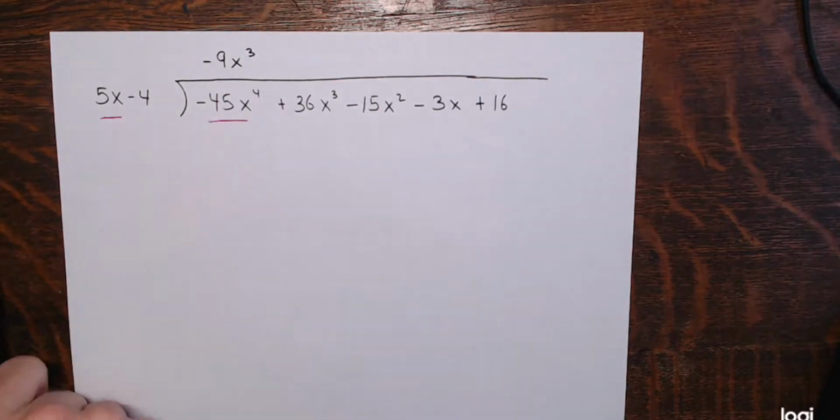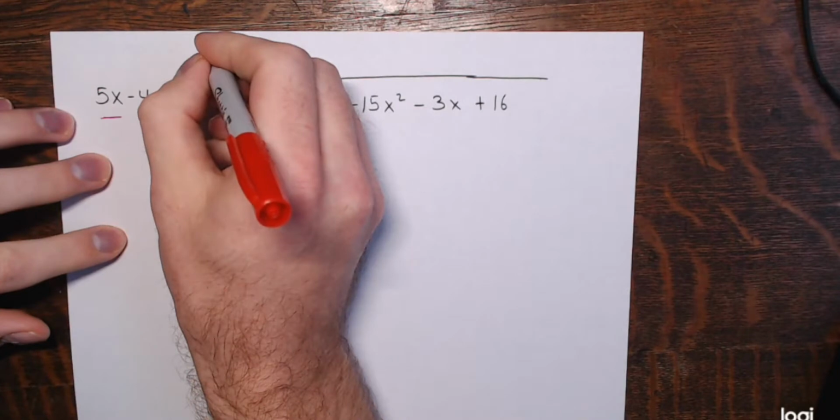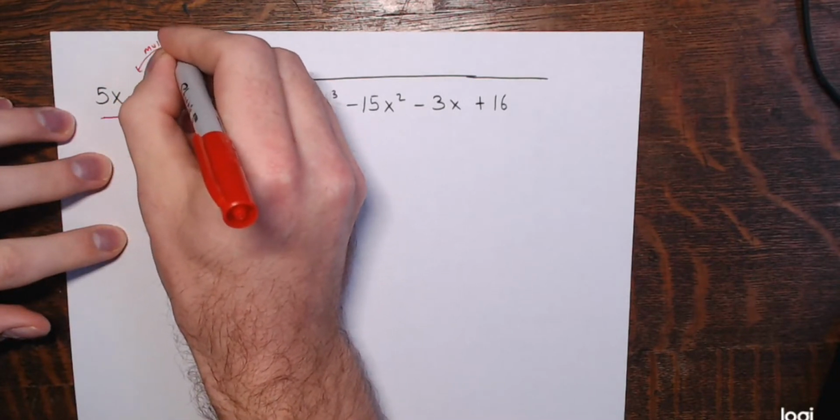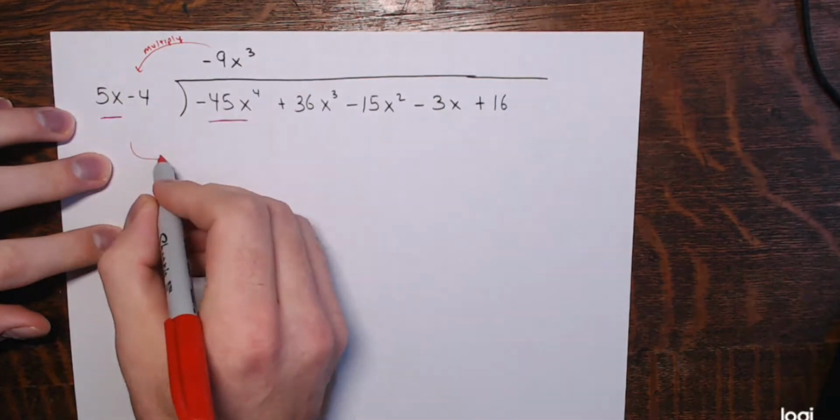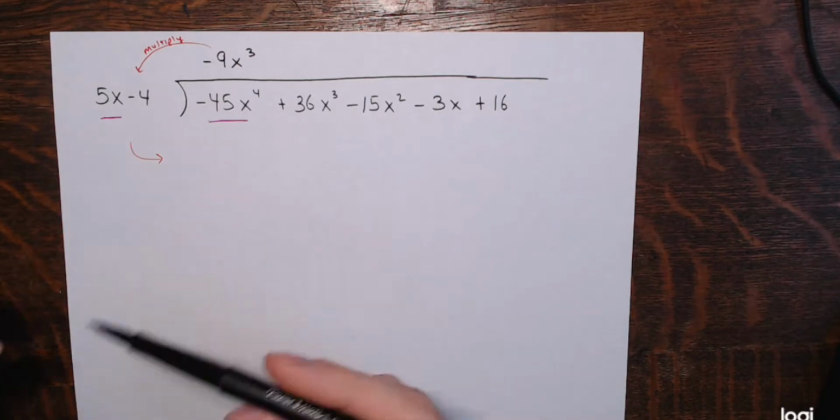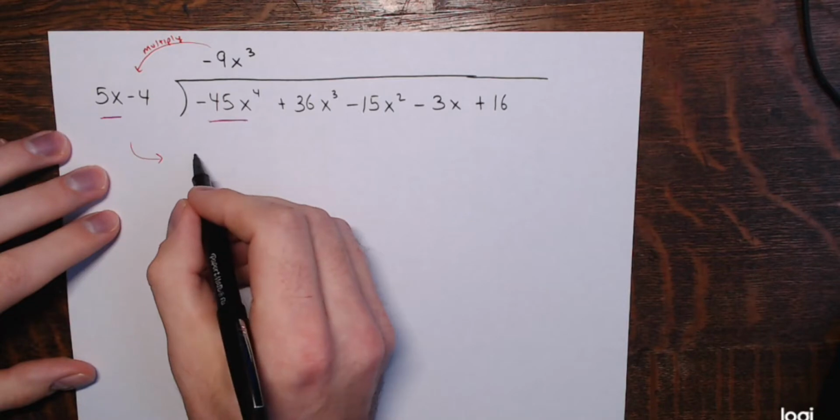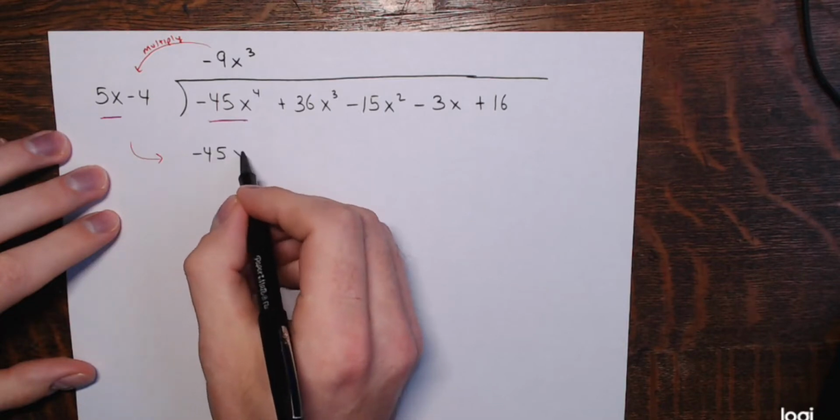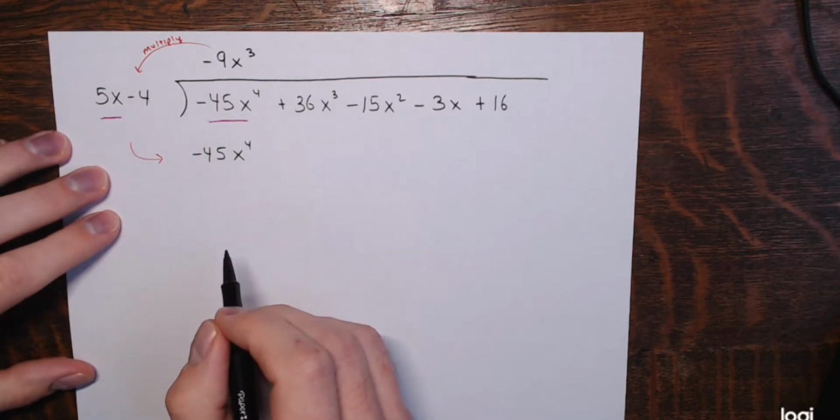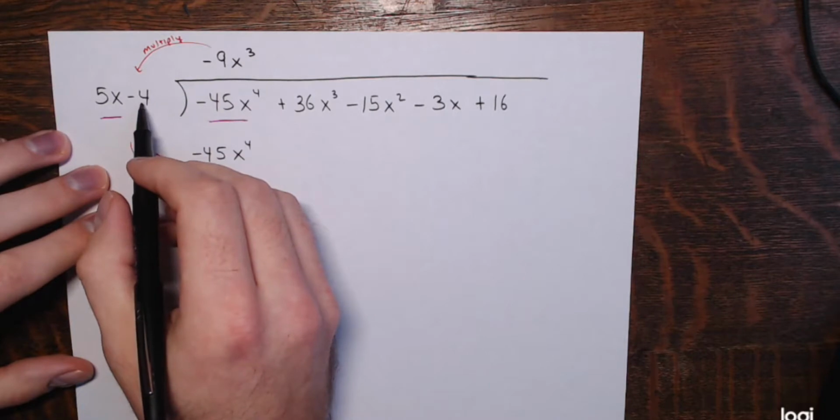Okay. Then we take whatever term we just wrote after the division step, you multiply it by the divisor, and then that result gets written underneath the line before in the dividend. So negative 9x cubed times 5x would be negative 45x to the 4th. Right, and it should be the same first term, right? You want those to go away when you subtract. And then negative 9x cubed times negative 4 would be positive 36x cubed.